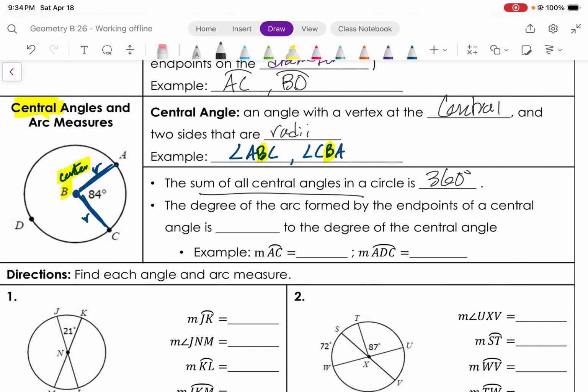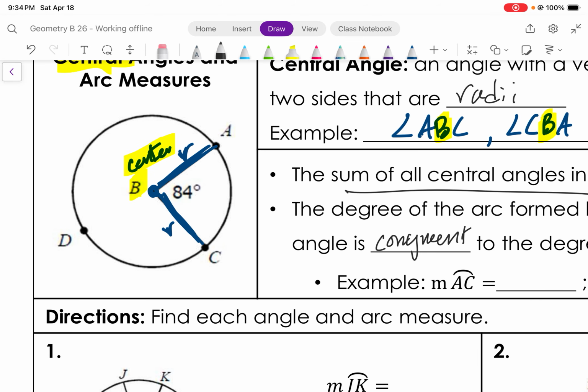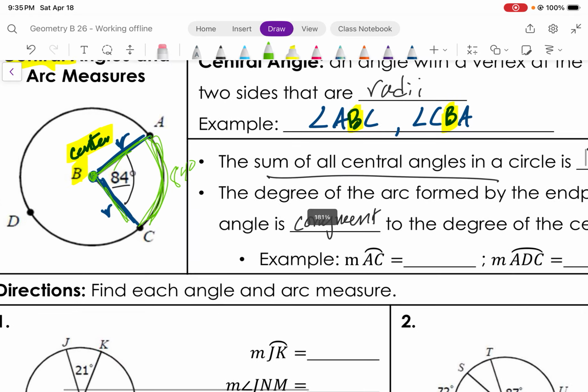The degree of an arc formed by the endpoints of the central angle is, this is easy, congruent to the degree of the central angle. How convenient. If we're looking at this picture, the central angle is labeled 84 degrees. That would be the central angle. Well, since it's the central angle, that means that the corresponding arc to it, the pizza crust, would also be 84 degrees. How convenient. They're the same.